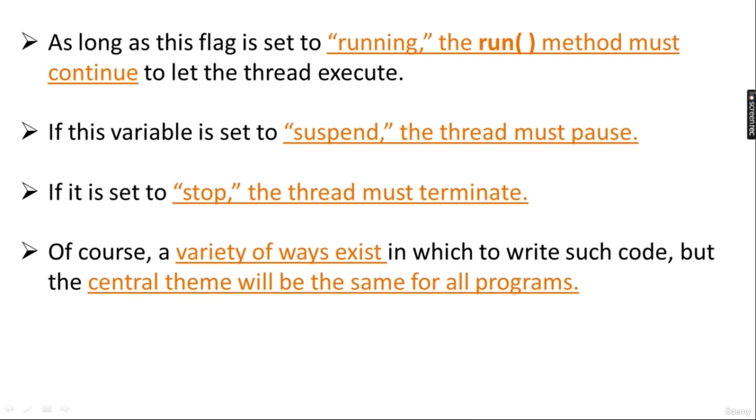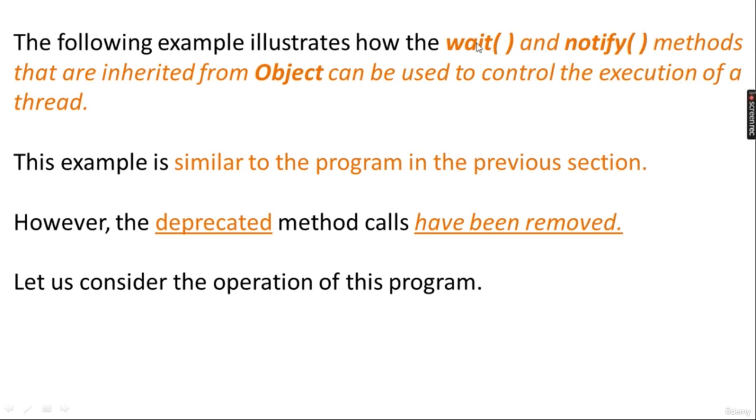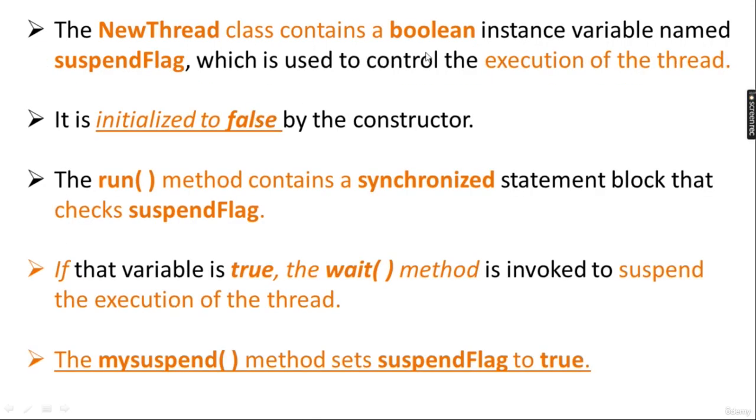If you have understood the basic way to write it, it will be easy for you for all such types of programs. In the following example we will see how the wait and notify methods that are inherited from Object can be used to control the execution of a thread. This example is similar to the program in the previous section, but the deprecated methods suspend, resume and stop are removed from this program. Let us consider the operation. The new thread class contains a Boolean instance variable named suspendFlag, which is used to control the execution of the thread. It is initialized to false by the constructor.